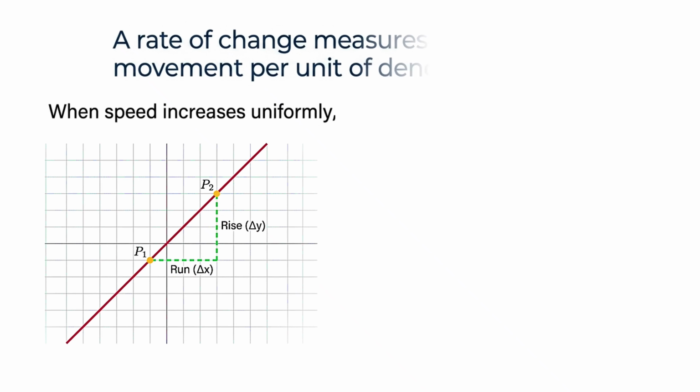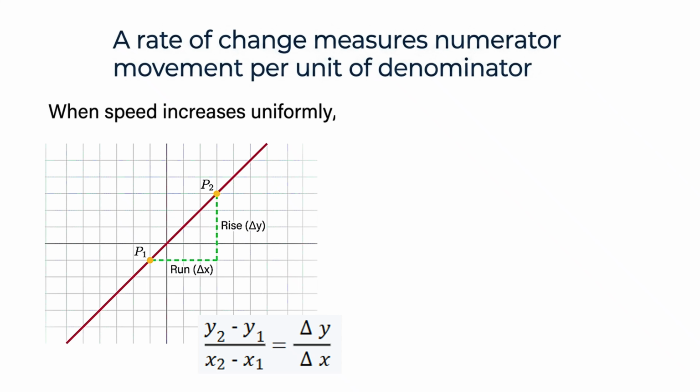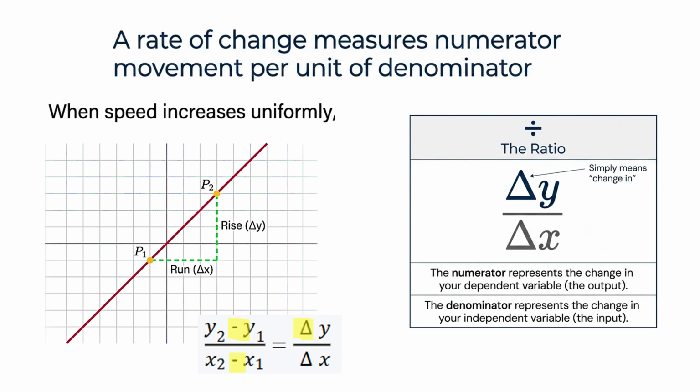The slope of a straight line is found by dividing the vertical change by the horizontal change. Here, delta means change in a physical quantity or variable. Here, the numerator always represents the change in your dependent or output variable, and the denominator represents the change in your independent variable or input. This gives us the average rate of change between 2 points.